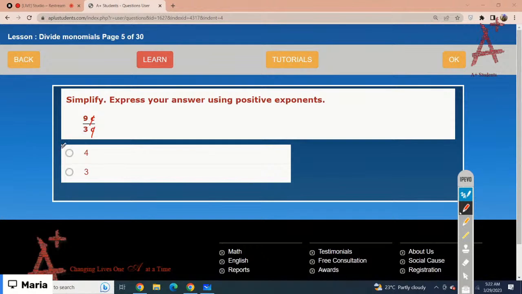Okay, c and c cancel out each other, and 3 times 1 is 3, 3 times 3 is 9. So the correct option is 3. Got it?